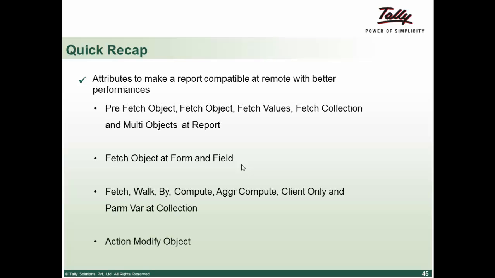And this is where we have a closure to our remote compliant TDLs. So let us have a quick recap of what we have here. The attributes to make a report compatible at remote with better performance: we have prefetch object, fetch object, fetch values, fetch collection, and multi-object attribute at report. Fetch object at form and fields only when you require it, you call it. Fetch, walk, buy, compute, aggregate compute, client only, and pam bar at collection level. And as an action we have modify object.